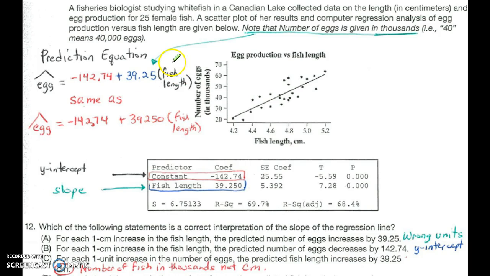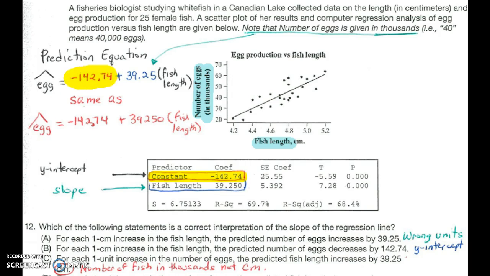In problem 12, we have a scatter plot about the length of the fish and the number of eggs they produce. Notice it's in thousands of eggs. So here's our prediction equation from the problem. If I look at my computer printout, my constant would be my y-intercept.